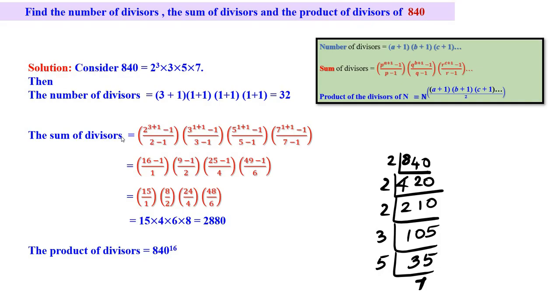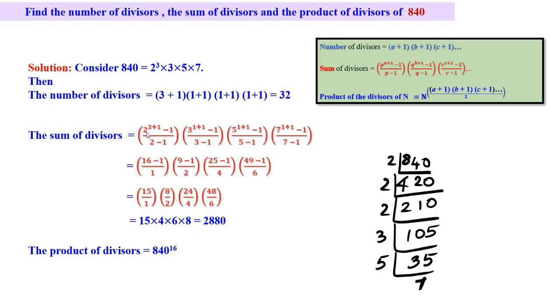Then for the sum of the divisors, p, q, r are all prime numbers. So here we need to write 2, 3, 5, 7. And a here is 3, so a plus 1 means 3 plus 1. Here b is 1, c is 1, d is 1. So you have this. And the denominator is p minus 1, q minus 1, r minus 1. So you have 2 minus 1, 3 minus 1, 5 minus 1, and 7 minus 1.